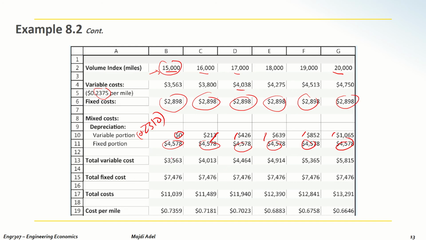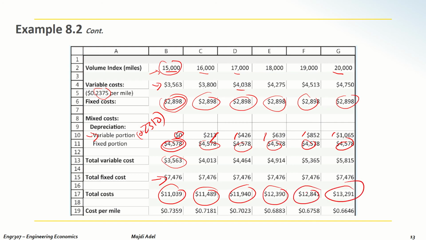And this is the summation of total variable cost plus fixed cost, the summation of total cost, and this is the total cost as a function of miles. So for 15,000 miles, the total cost is 11,000. For 16,000 miles, the total cost is 11,089. For 17,000, 11,940, and so on.